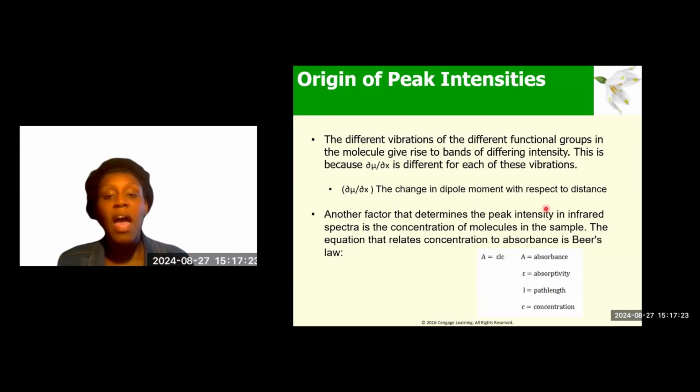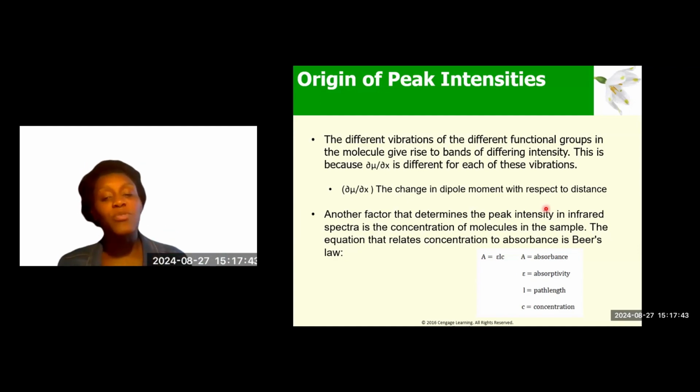Another factor that determines the peak's intensity in the infrared spectra is the concentration of molecules in the sample. And so you can actually have two different samples. If your concentration is too low, your peaks are going to be a lot smaller than if your concentration is higher, okay? So if you have a high concentration versus a low concentration.